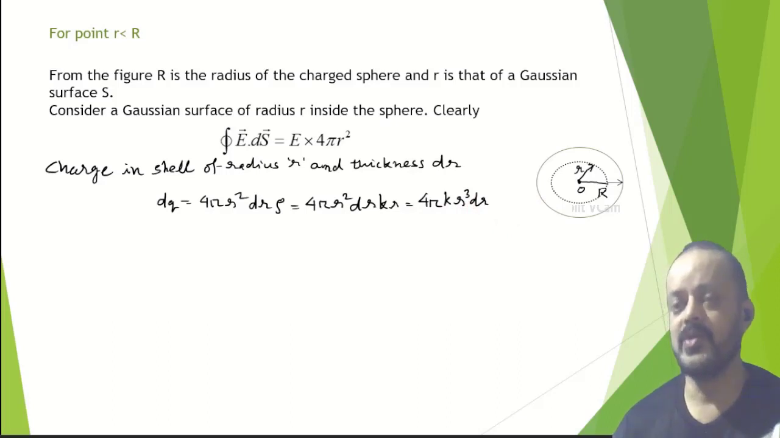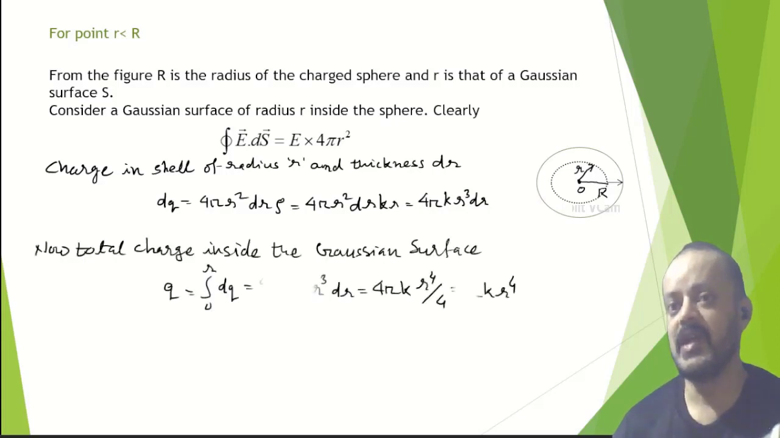Now to calculate the total charge within the Gaussian surface, we will integrate this for the limits 0 to small r. As we integrate, we get the amount of charge within the Gaussian surface. This is the integration. As we solve this integration, we get 4 pi k r raised to power 4 divided by 4. As we simplify, we get pi k r raised to power 4. So this is the charge within the Gaussian surface.